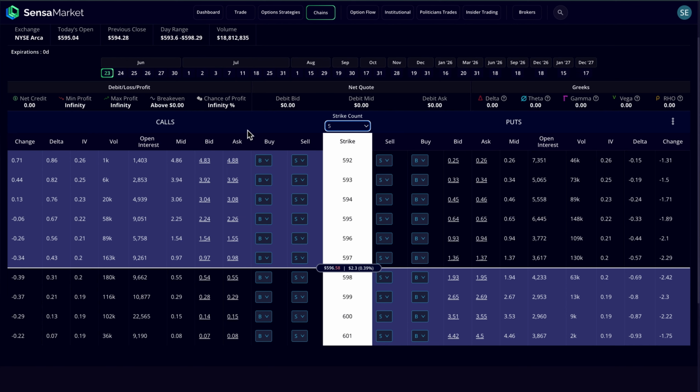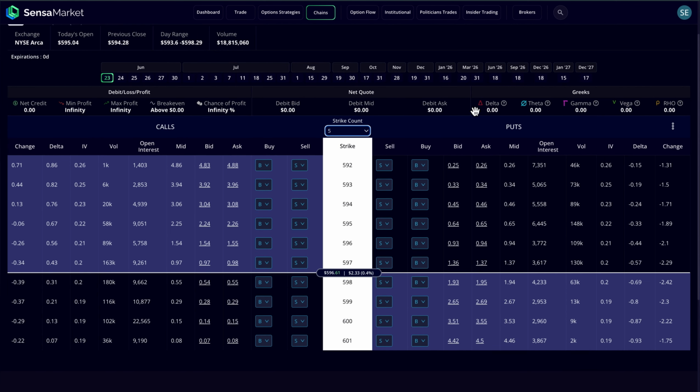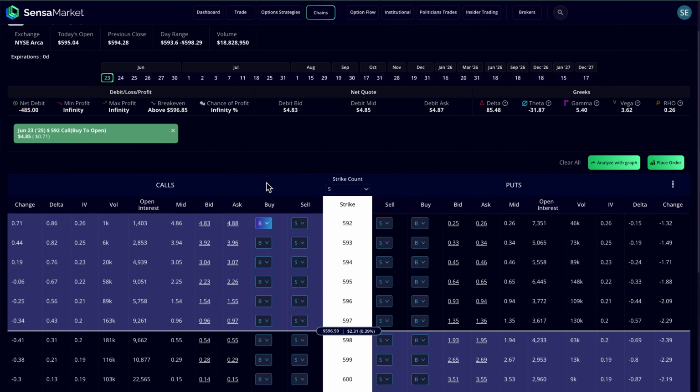To build a strategy, you simply interact with the chain on both the calls and puts sides. You'll see buy and sell buttons. Clicking one opens a menu with options like buy to open or sell to close. Let's break down the four key terms. Buy to open. You're entering a new position by buying an option, expecting it to increase in value. This is the most common way to start a bullish trade.